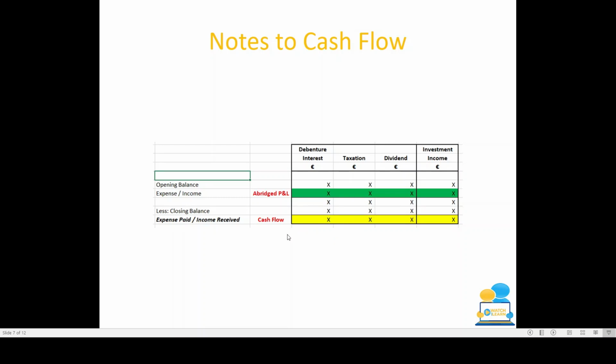And these figures in yellow, I will use in my cash flow statement, because that's what I either paid out or received, and that's what will go in the cash flow statement. So the charges for the year go in the abridged P&L, and what I actually paid out or got in will go in my cash flow statement. And again, we see this more clearly when we go through a worked out solution.